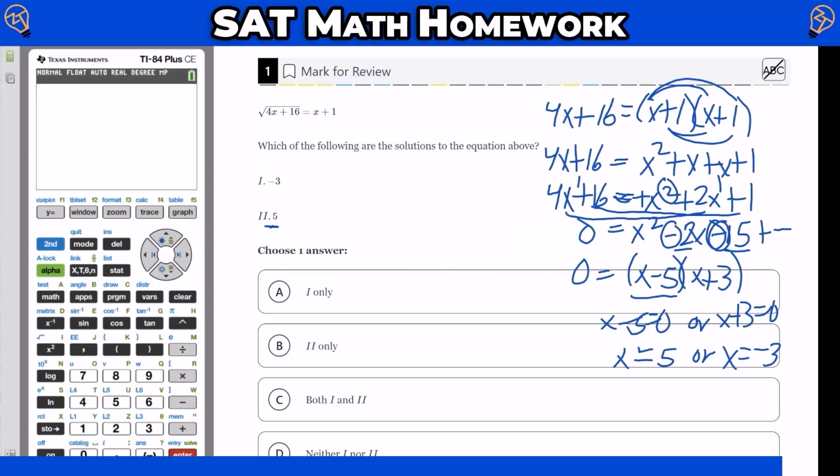However, when I plug in -3, I get -2 here, and then -3 times 4 is -12, plus 16 is 4, the square root of which is +2. So since those aren't equal to each other, that's extraneous, because it's an extra solution that's not valid. And again, we get our final answer as B. So now you know how to do it various ways, but Desmos was absolutely the most efficient way.